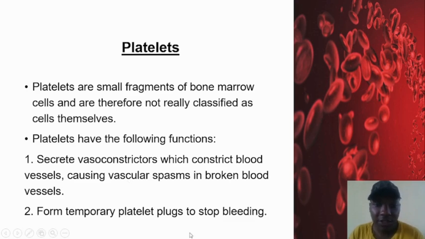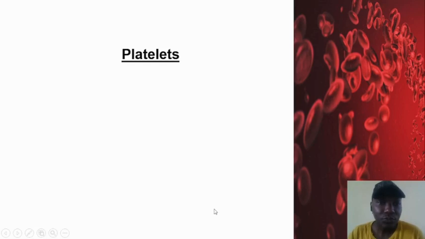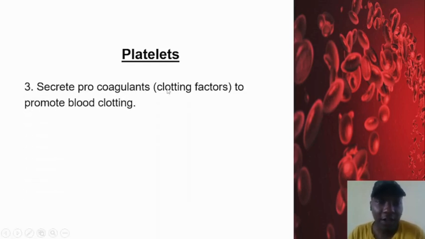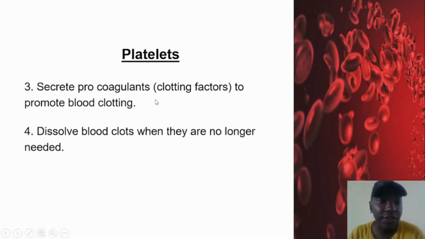Also, they form temporary platelet plugs to stop bleeding. So they are there just to form a clot. They form temporary platelet plugs to just stop the bleeding. Also, they secrete procoagulants, the clotting factors, to promote blood clotting. So that's the other use of the platelets.